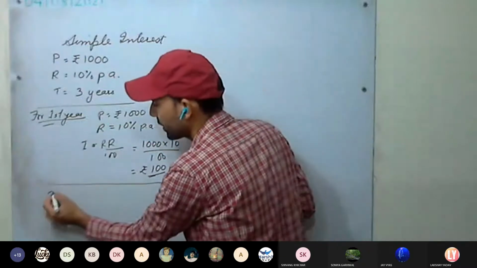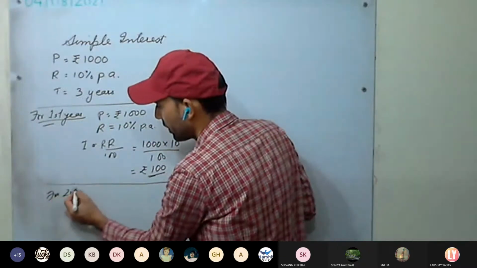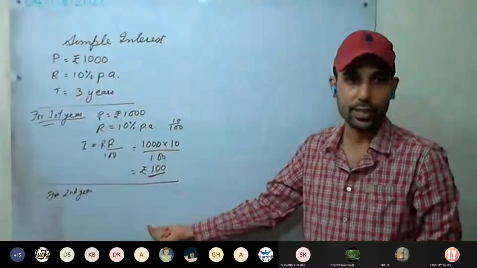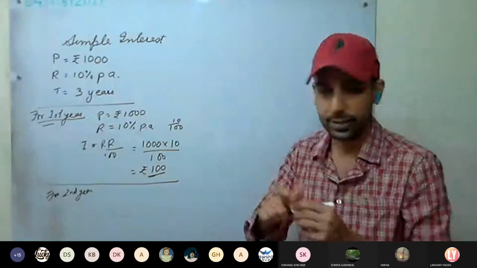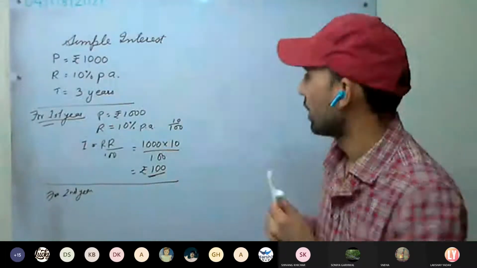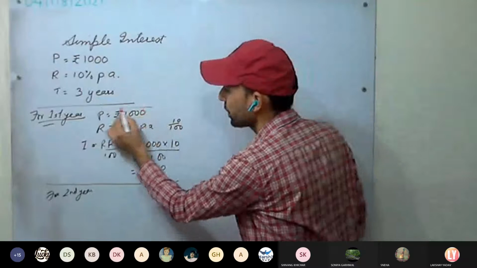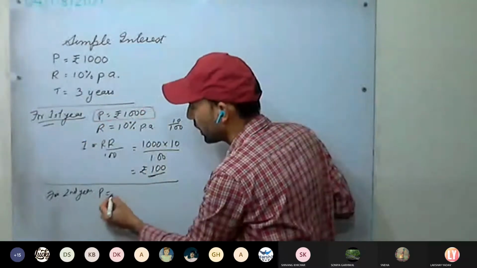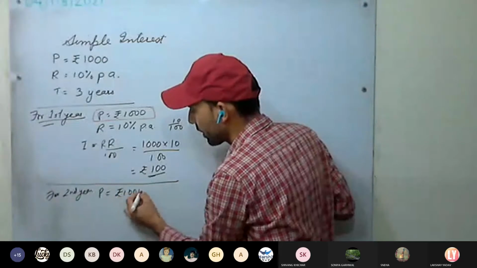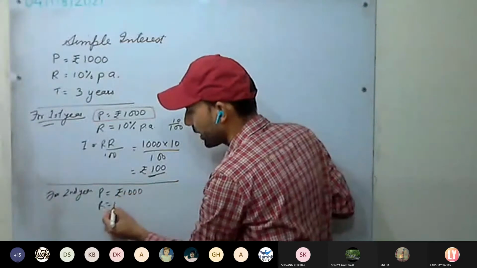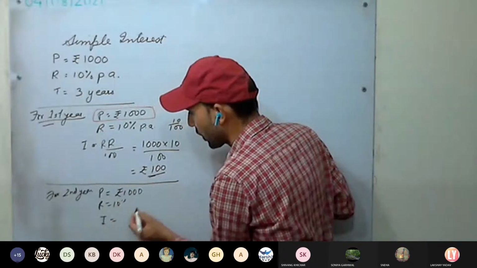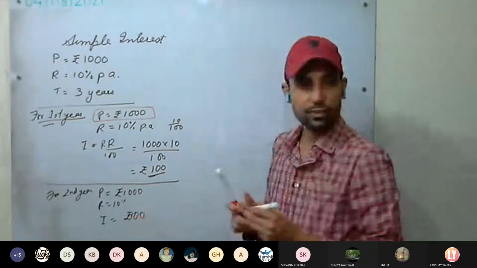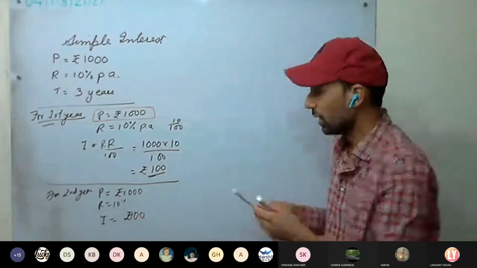Now for the second year, what will be the interest? We have to again calculate the interest for the second year. Since we are calculating simple interest, the principal will remain the same for the second year. Principal will be how much? Rupees 1000. Rate again 10% per annum, and interest equal to how much? It will be the same. The same interest will be there for the second year as well.